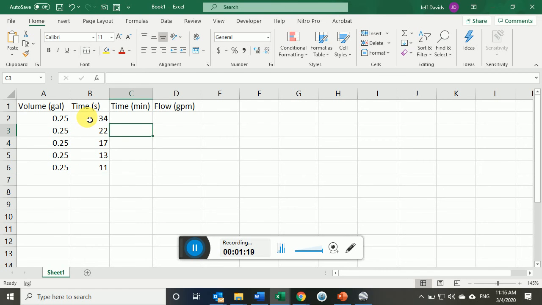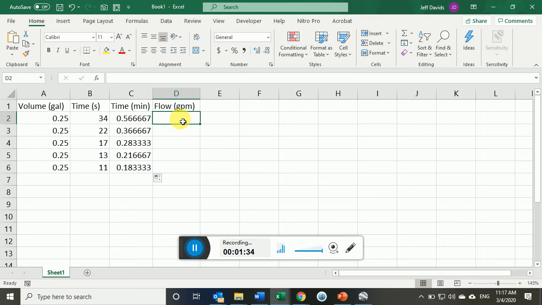Can we convert that to minutes? How would we convert those times to minutes? Yeah, just divide that by 60. Oops, so divided by 60. Okay, pull that down.